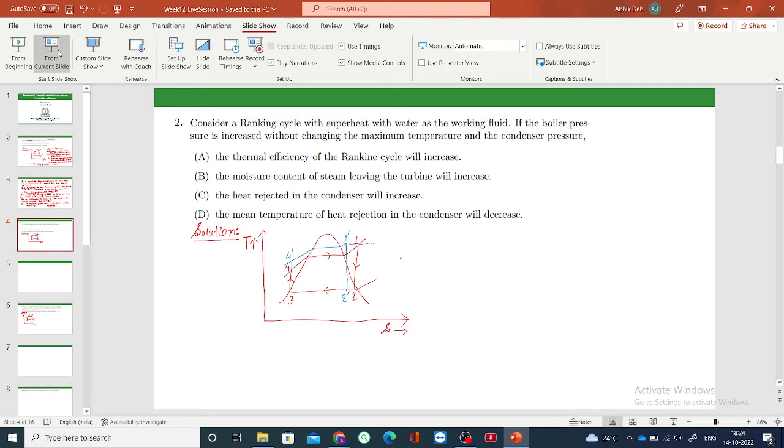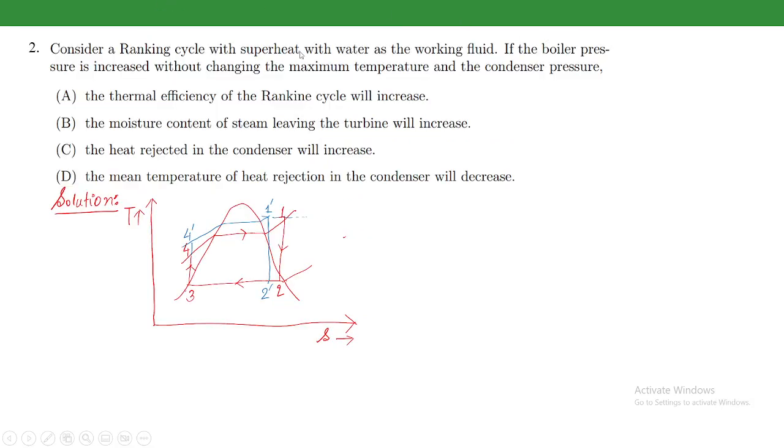Okay. So again in the Rankine cycle with superheat, here we were considering a Rankine cycle which by default has a superheat, with water as the working fluid. Now if the boiler pressure is increased, this is the boiler pressure, right? 4 to 1 is a constant boiler pressure process.